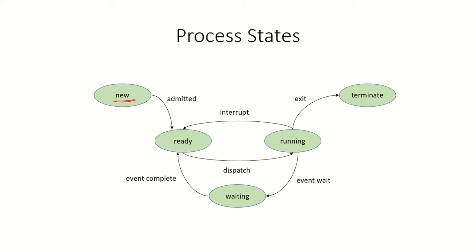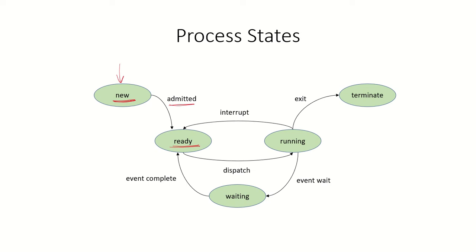Here is the new state, and here is the time when the process is being created. It is admitted into the main memory, and now it is put in a queue, and it waits for the operating system to assign the processor to it. So we say that it is in the ready state.